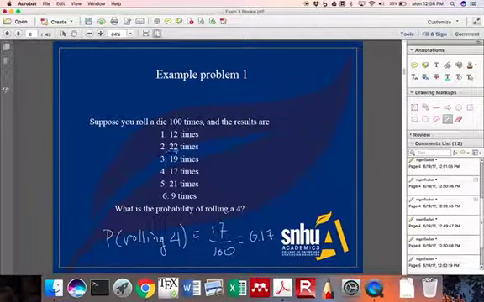Is this experimental or classical probability? Or maybe we call it empirical. I can't remember what we call it in this text. But this is definitely not classical probability, because we're not basing the probabilities on the 6 possible outcomes in the sample space. We're basing this on the number of times a 4 appeared divided by the total number of trials. So that's definitely an empirical probability, one that we observed.